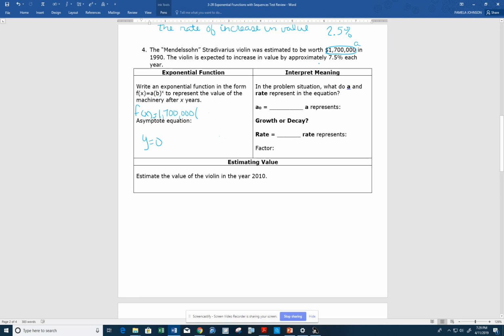We're going to find our factor by taking our rate. And because it's an increase, we're going to add it to 1. So 1 plus our rate. 1 plus 0.075 to the x power. And again, you can add that together and get 1.075. Okay? So our a value, we said, was 1,700,000. One more 0. There we go.